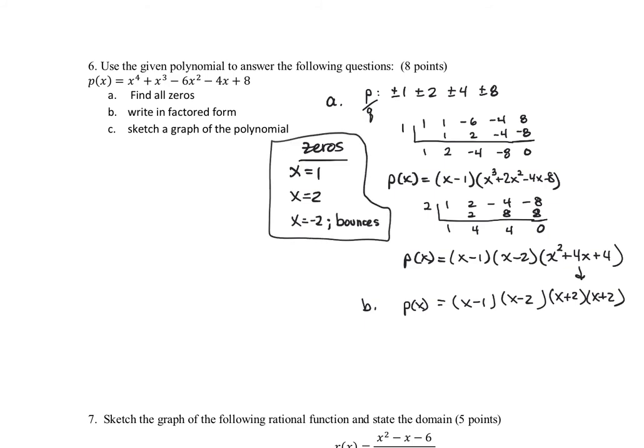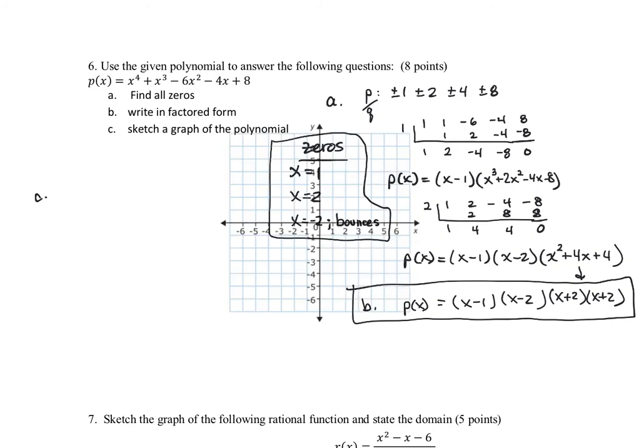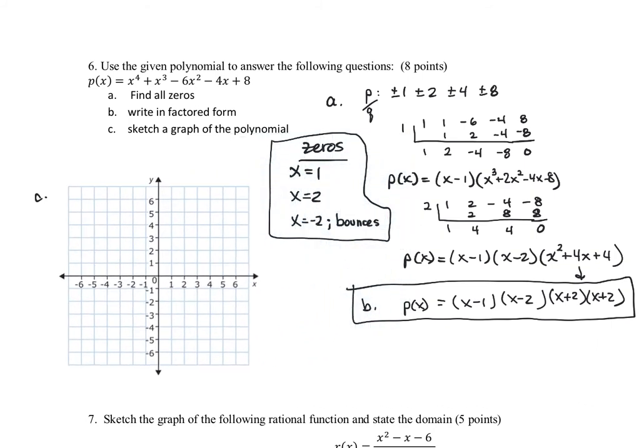So those are the zeros. This is the polynomial in factored form. So now for part C, we need the zeros on there.